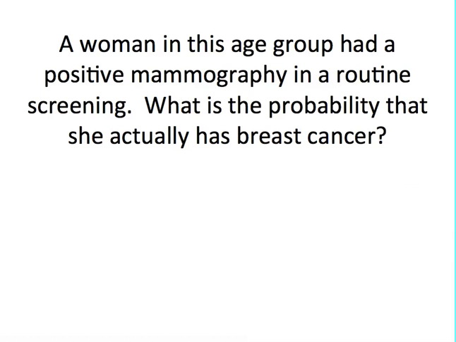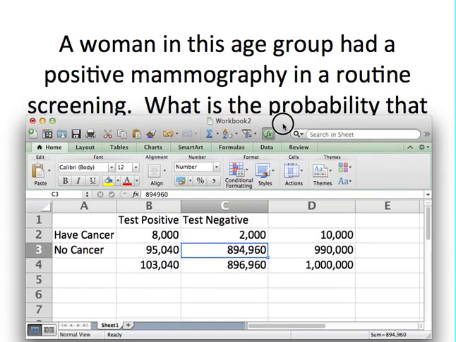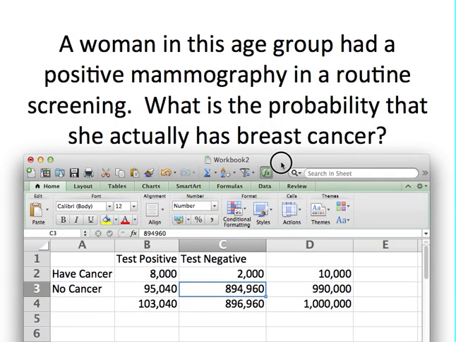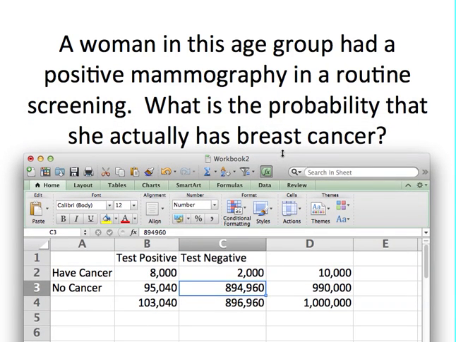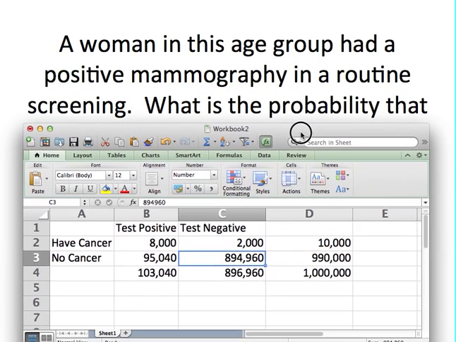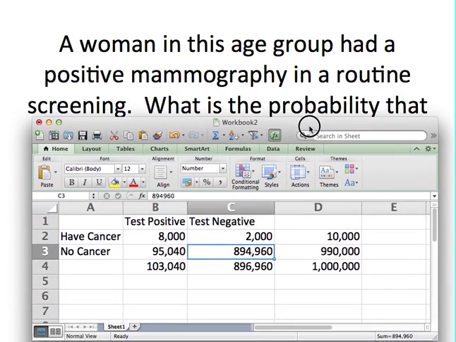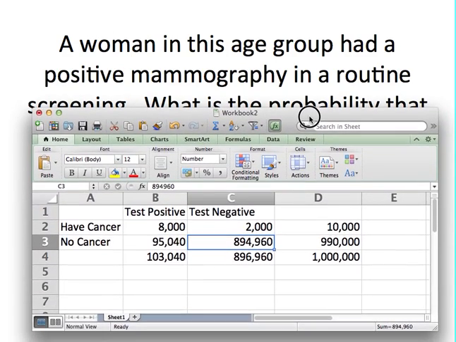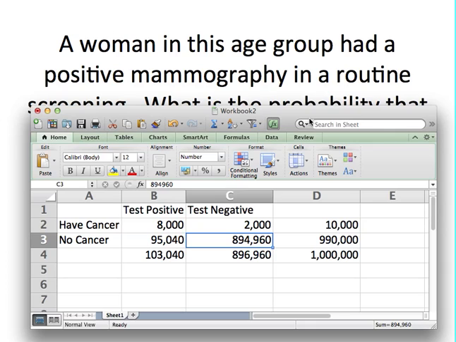And look at our final question, which is: a woman in this age group had a positive mammography in a routine screening. What is the probability that she actually has breast cancer? So now we're actually being asked a question that's going to involve conditional probability. And we haven't done any conditional probability yet in this problem. We've only been doing joint and marginal. So how do we do a conditional probability?